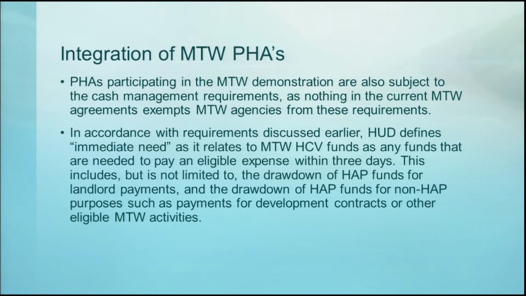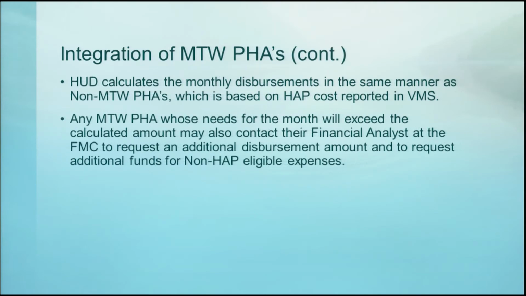This is the first year MTW PHAs are included in the cash management reconciliation. Like non-MTW PHAs, immediate needs such as landlord payments are paid within 3 days after your financial management center's financial analyst evaluation. The process for disbursements has not changed and is the same as for non-MTW PHAs. Disbursements are based on HAP costs reported in VMS, but not automatic. Please continue to request additional disbursements as well as funding for non-HAP eligible expenses through your FMC financial analyst.